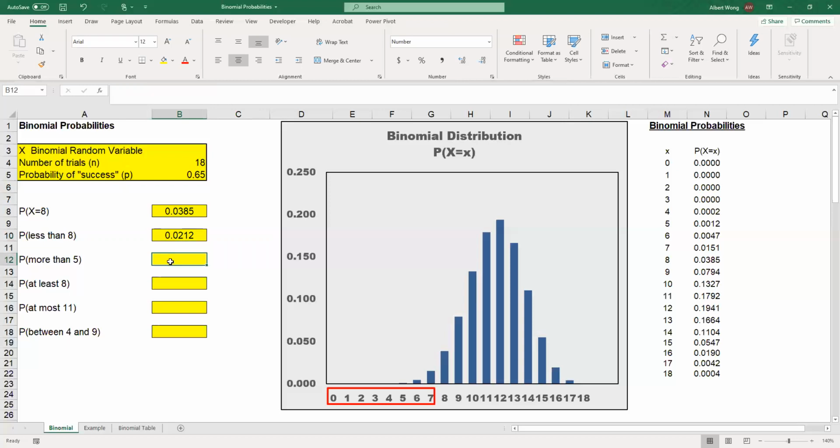Now the next one, more than. So more than means that x can be 6, 7, 8, 9, 10, 11, all the way to 18, right? As you can see, when you do binomial probability, it's really useful to write down 0 to 18 and then ask yourself, what are the numbers that we want to calculate the probabilities at? So more than 5 means from 6 to 18, but 5 is not included. And as you can see, this number is going to be very close to 1.